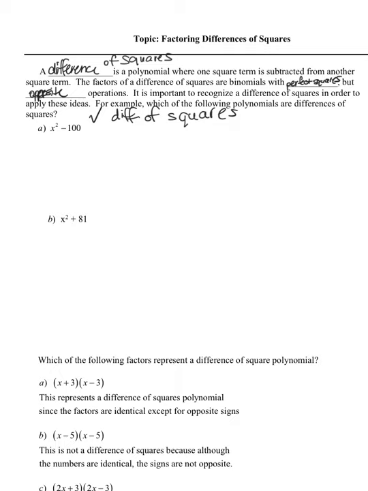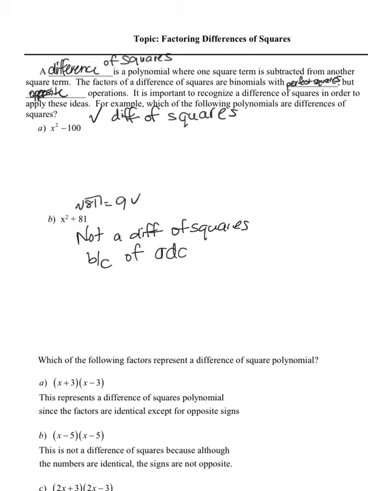If I'm looking at B though, I have a squared term, that's great. If I square root 81, I don't get a decimal, that's 9. So I can do that. But if I'm looking in between here, I have an adding sign. That's bad. I need to have a subtracting sign here. So this is not a difference of squares because of that addition sign.